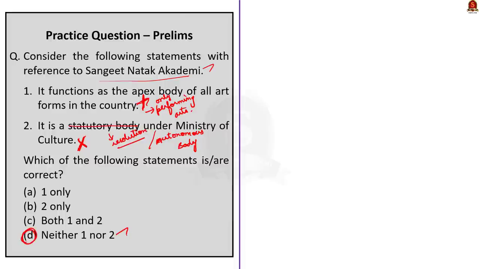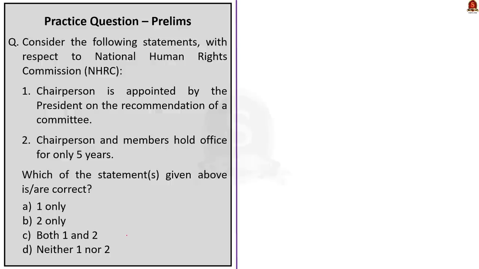Now coming to the third question, consider the following statements with respect to National Human Rights Commission. Let's take up the first statement. Chairperson is appointed by the president on recommendation of committee. Yes, this statement is correct because the chairperson and members are appointed by the president on recommendations of a 6-member committee. And the committee consists of Prime Minister as its head, then the Speaker of Lok Sabha, the Deputy Chairman of Rajya Sabha, and the Leaders of Opposition in both Houses of Parliament and the Central Home Minister. So statement 1 is correct.